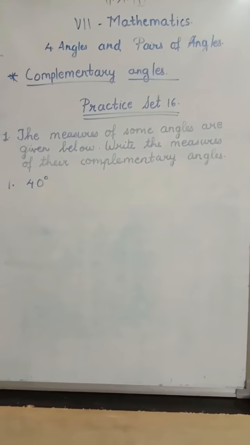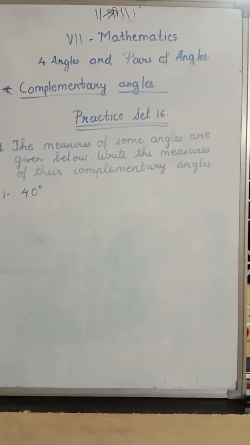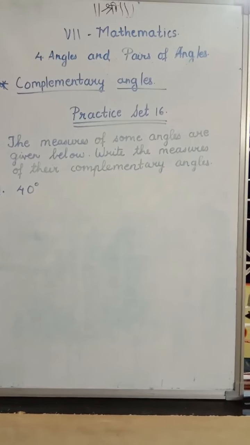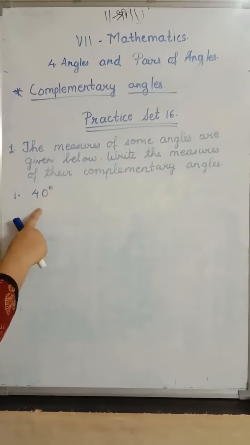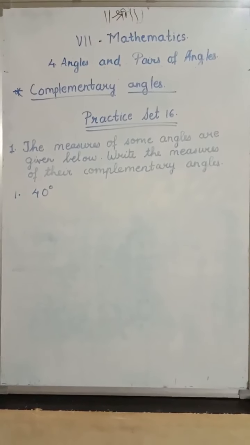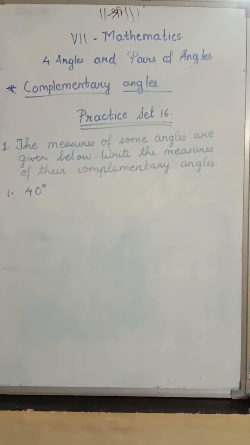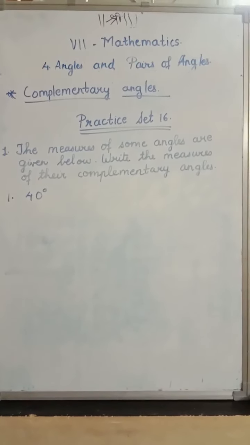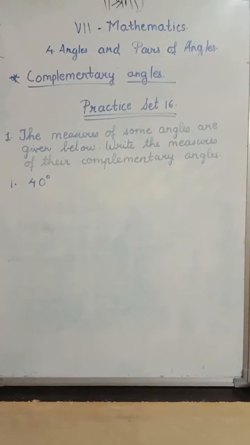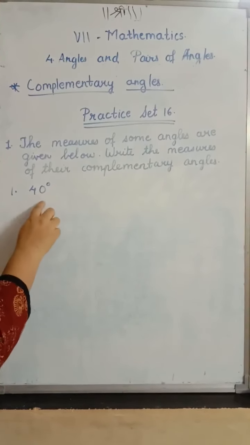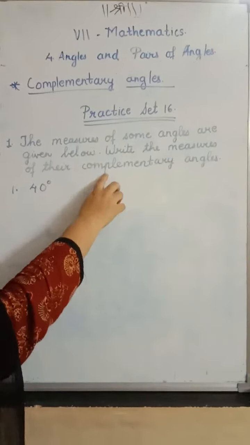The first question: the measures of some angles are given below. Write the measures of their complementary angles. Okay, so the first angle is 40 degree. We want to find this angle's complementary angle. Now complementary angles measure how much? 90 degree. One angle we know, that is 40 degree. The other angle we have to find out, so first we will assume that other angle as one of the alphabet. Did you understand, children? See once again. One angle we know, and we have to find its complementary angle.